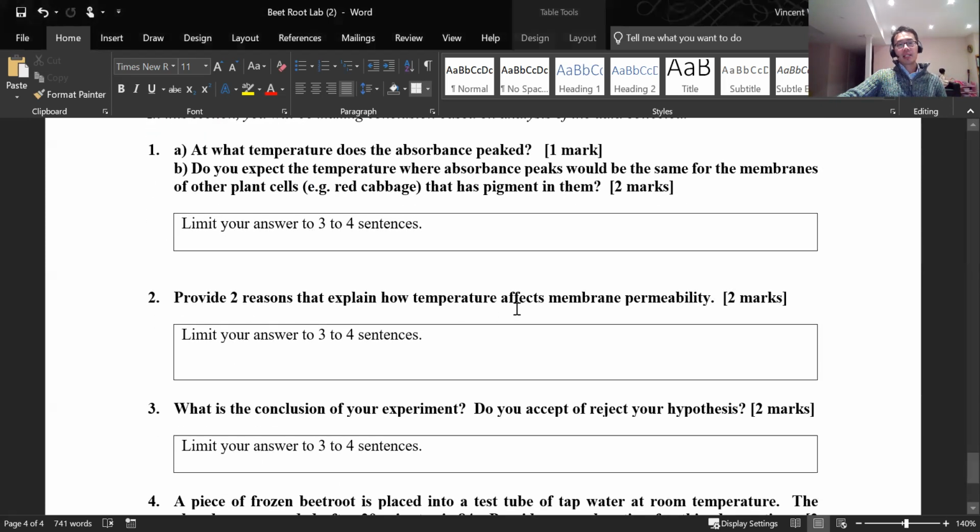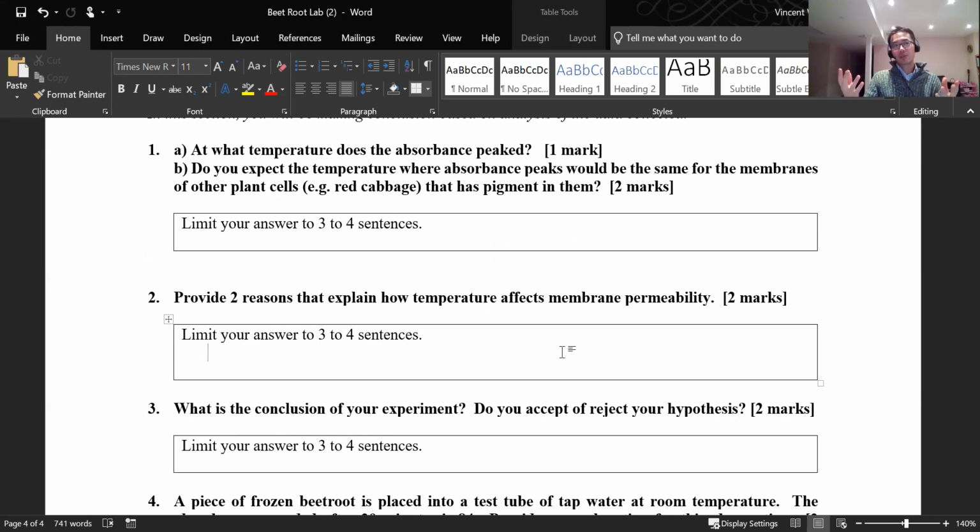Two reasons why temperature affects membrane permeability. Most people got this. First one is if you increase the temperature, there's more kinetic energy. So the phospholipids would start moving faster, and that creates more space between them, and things start to leak out. And then if you really crank up the temperature, as we go up to 60 to 80, the protein starts to denature.